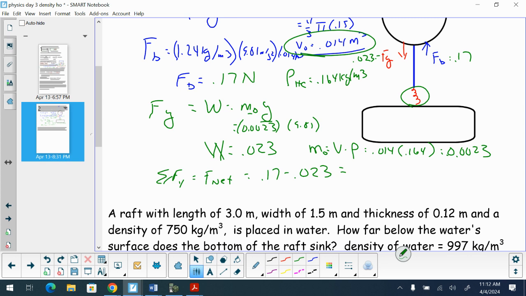What do you get? 0.147. If you did not have a string there, you would still have this force, the sum of forces going upwards. You'd have a net force of this. That net force is equal to mass times acceleration. You could also calculate your acceleration. How fast is it going upwards? It will continue to accelerate upwards because you have a net force. So you can go in a vertical sense with net force equals mass times acceleration.